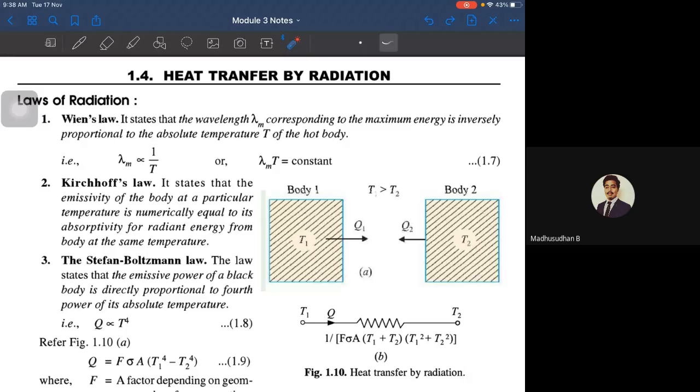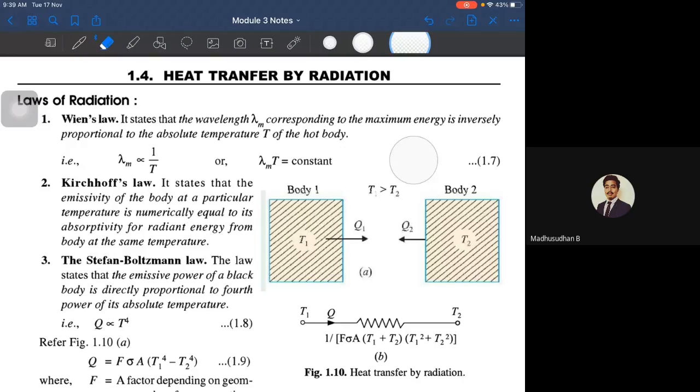If you transfer the T to the other side and take out the proportionality symbol, you need to introduce a constant. That is known as Wien's constant. I'm not sure, but it is 2900 odd, something like that, meter Kelvin. I'm not sure about it. Just from my understanding, I have said that.